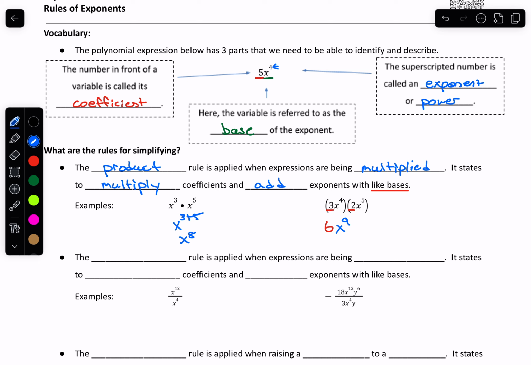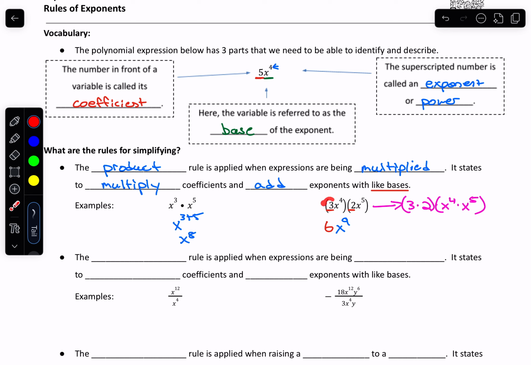Now, the reason we're allowed to do this with the product rule is because we have commutative and associative properties of multiplication, where we can actually rewrite this statement here as, instead of doing 3 times x to the 4th times 2 then times x to the 5th, this is the same thing as 3 times 2 times x to the 4th times x to the 5th, where I can then use the associative property to put parentheses around the first two and last two. So it's equivalent in multiplication to rearrange and reassociate values.